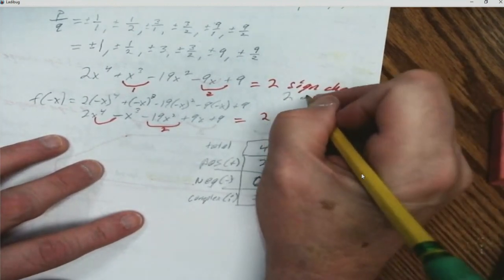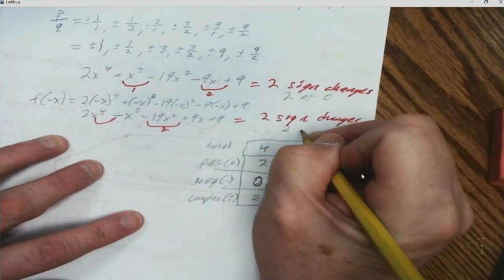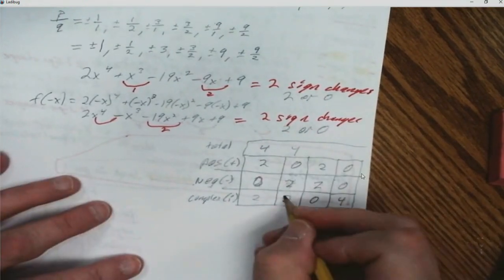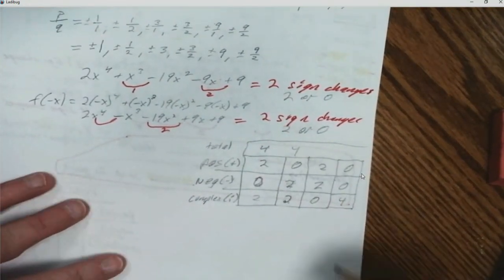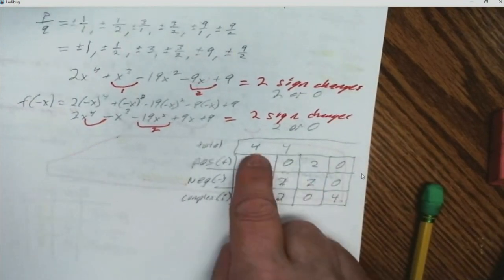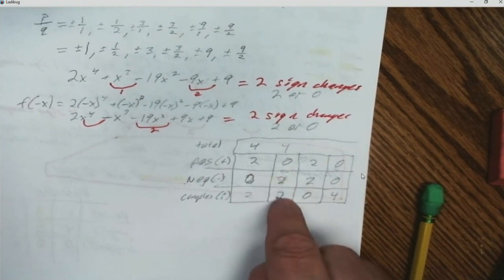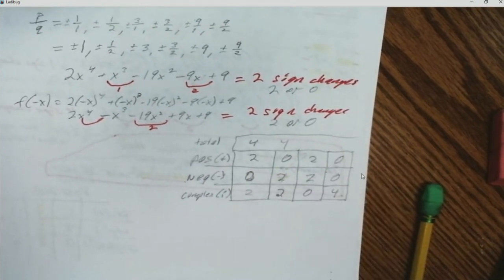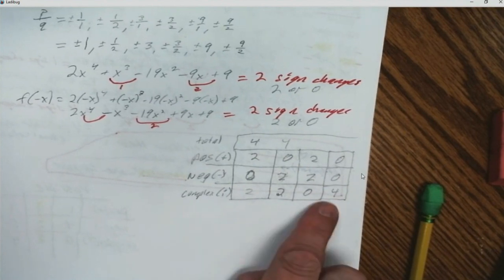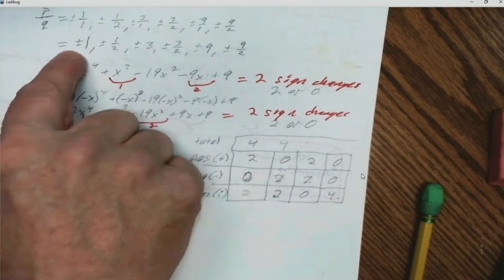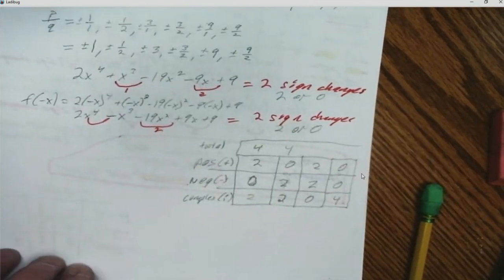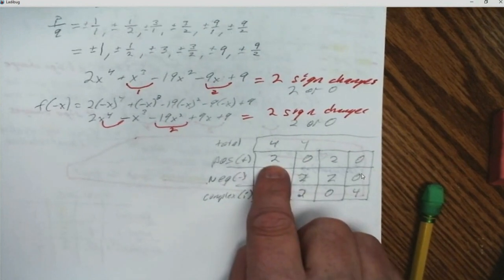So 2 or 0, and this is 2 or 0, because remember, they come in pairs. So there's 4 possible solutions. Could be 2 and 2, 2 and 0 with 2, 0 and 2 and 2, or 0, 0 and 4. So there's our possible. We're not going to find all those solutions. But when we start checking these 12 possibilities, once you find 2 positive ones, you can stop.